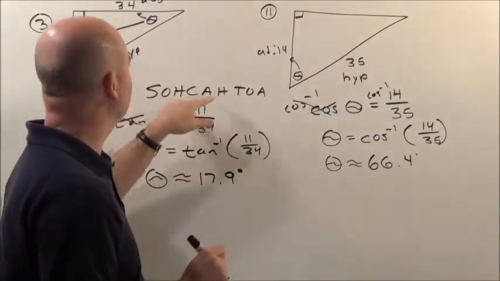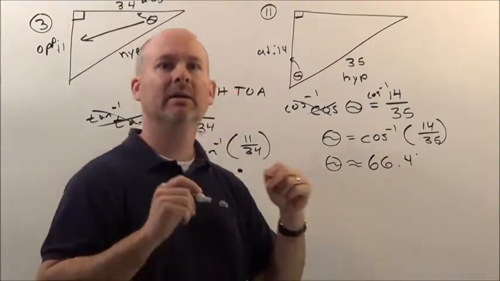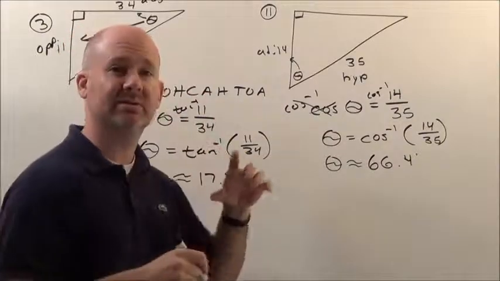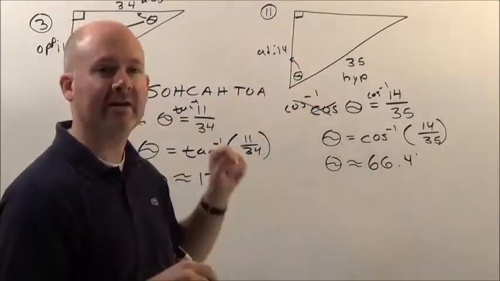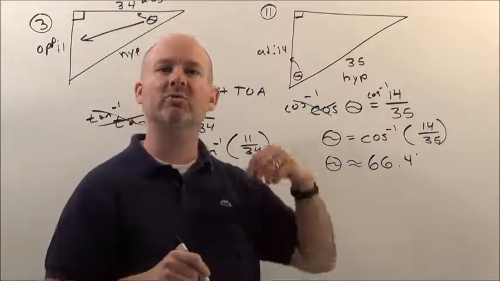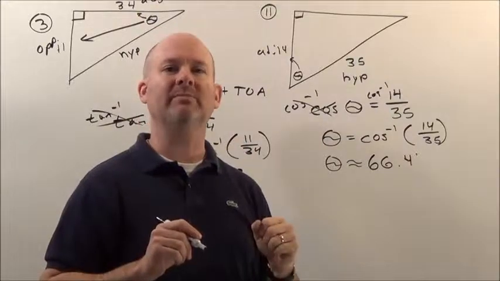We work it based off of this some old hippie caught another hippie tripping on acid expression that helps us remember sine, cosine, and tangent. It's a right triangle. We're just trying to find the angle. When you're trying to find the angle, you're going to have to use inverse cosine or inverse tangent or inverse sine. There you have these two problems for you. Hope it helped.